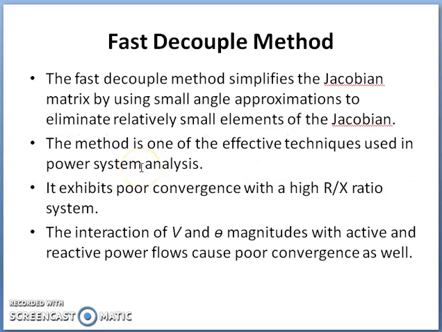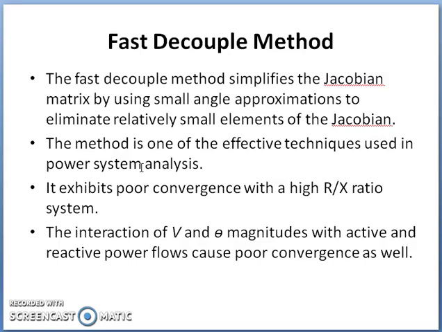Now let us study the last method, that is the fast decoupled method. The fast decoupled method simplifies the Jacobian matrix by using small angle approximation to eliminate relatively small elements of the Jacobian. This is one of the effective techniques which is used in the power system.